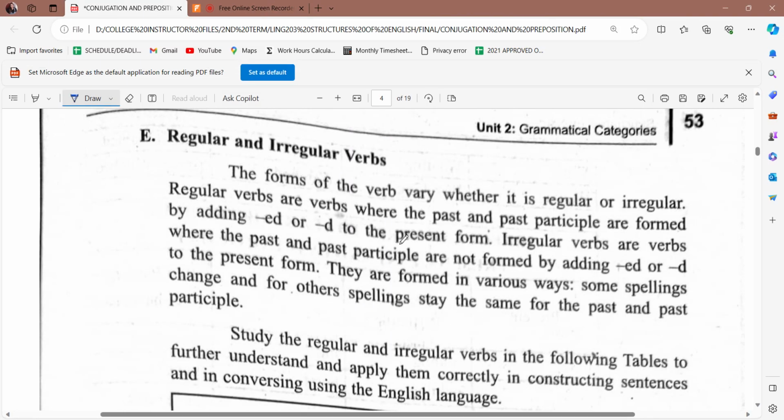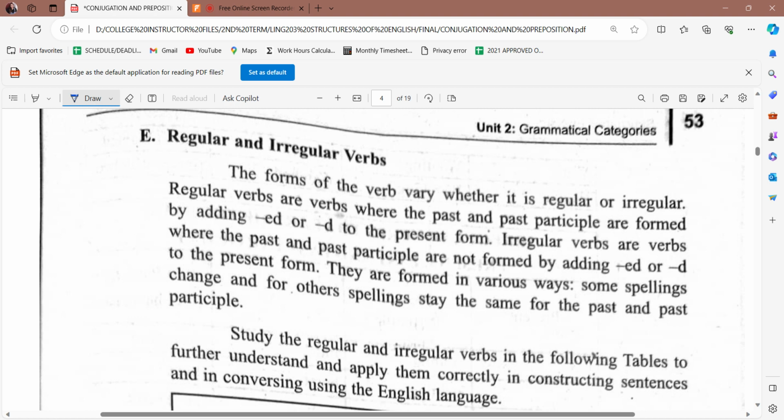Good afternoon, everyone. So let's discuss regular and irregular verbs. Although I have given you a brief introduction of these, I also want you to see what their differences are, and what the different kinds of regular and irregular verbs are. The forms of the verb vary whether it is regular or irregular.